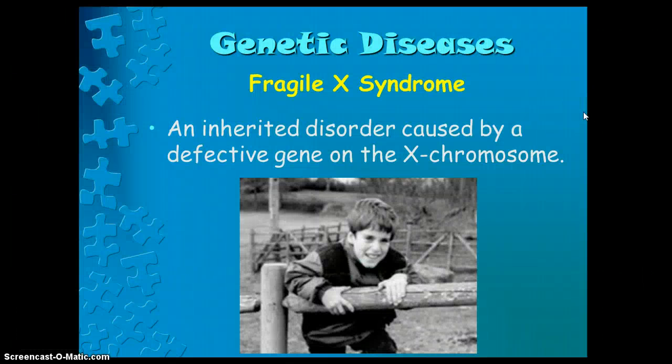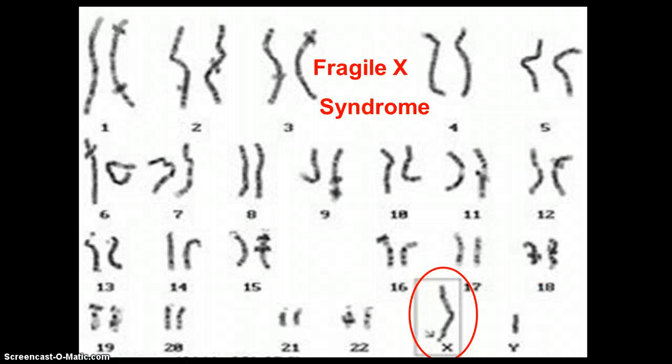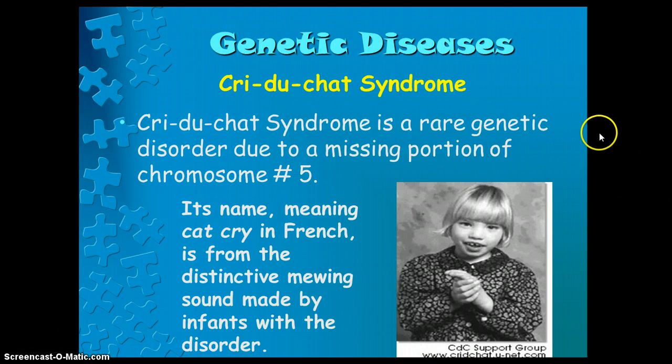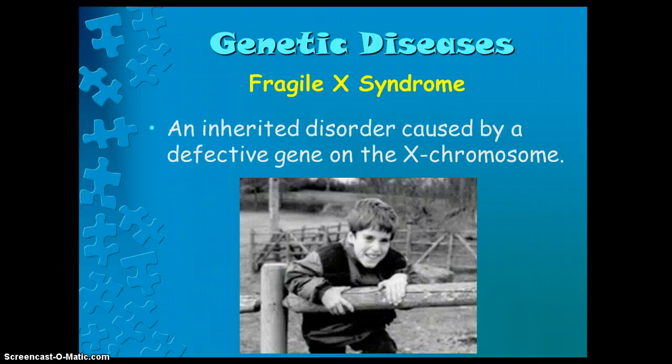Fragile X syndrome is an inherited disorder caused by a defective gene on the X chromosome. Symptoms of Fragile X syndrome are mental retardation, enlarged testes, and facial abnormalities in males and mild or no effects in females. It is the most common inherited cause of mental retardation. And here we have Fragile X syndrome, and it's just showing you the defective gene on the X chromosome.